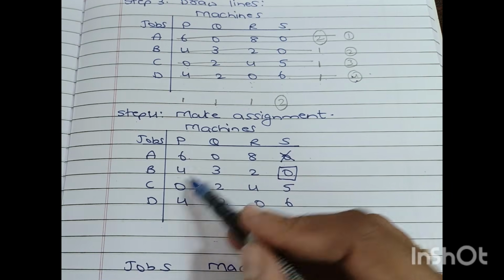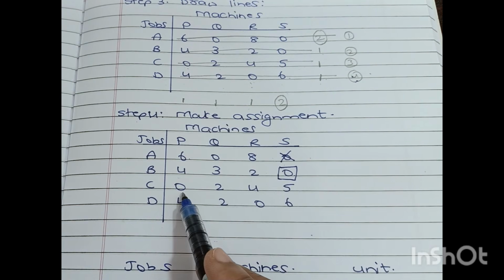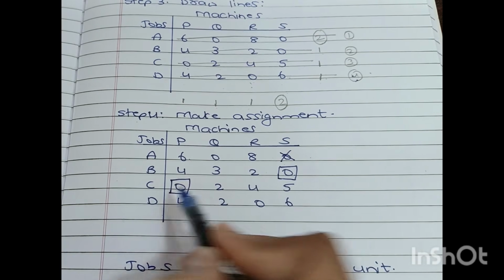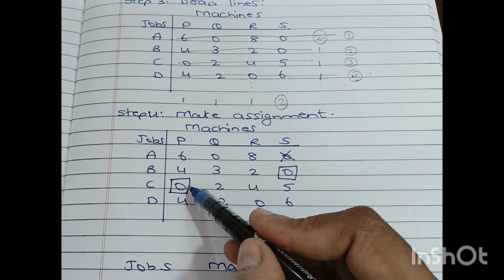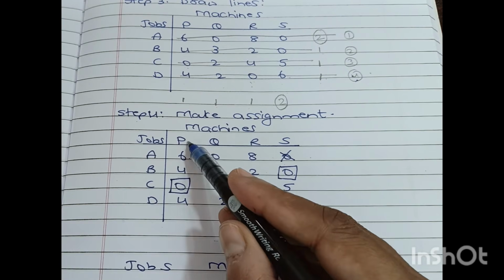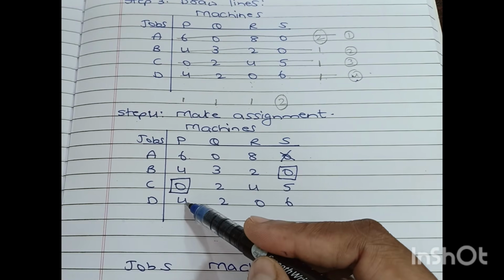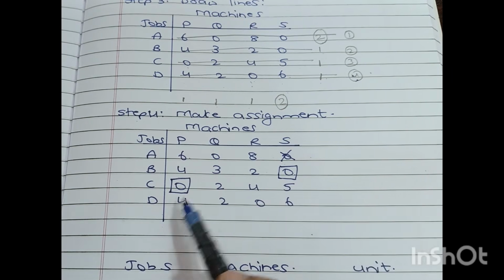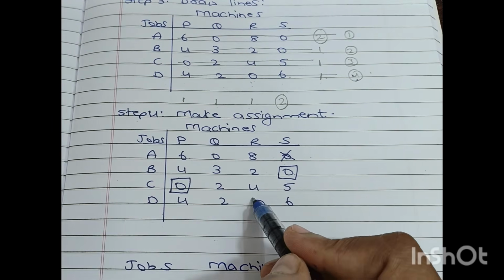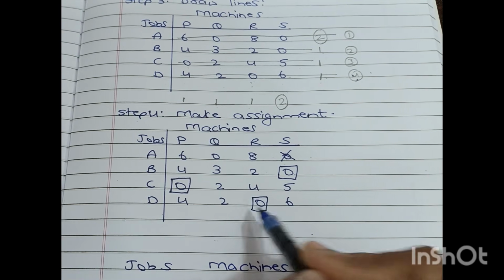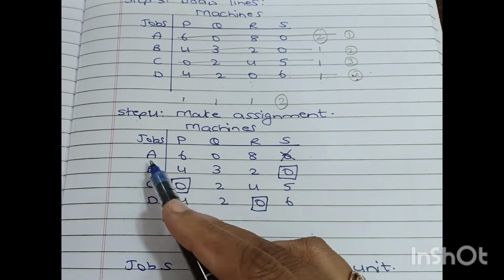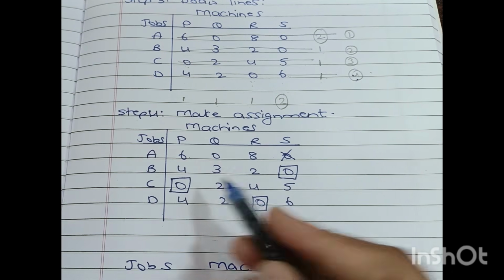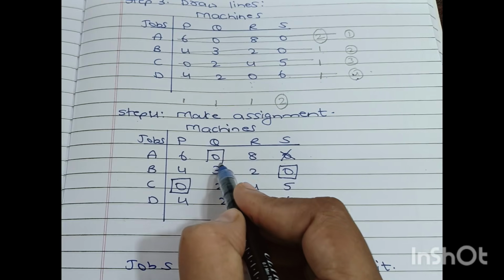Repeating the same process. In row C, again there is only 1 0, fulfilling our criteria. So this is my second assignment. This 0 is in column number P, but in this column there is no other 0 present. Again continuation with the same step. Row number D, there is only 1 0. So this 0 I am doing a square mark. Again, row number A, previously there were 2 zeros, but there is only 1 0 left. So this is my final assignment.